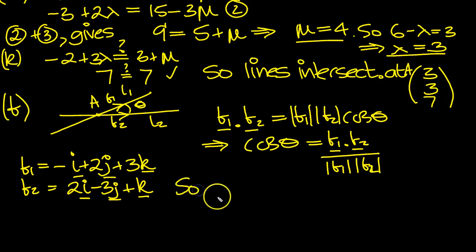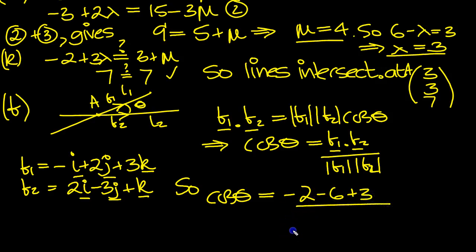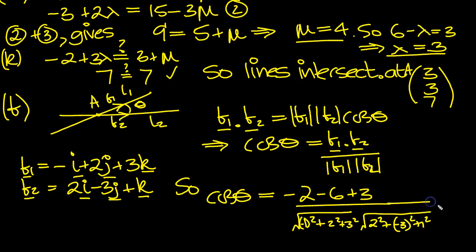So cosine theta is equal to b1 dot b2, this dot this. Minus 1 times 2 is minus 2. 2 times minus 3 is minus 6. I'm doing the dot product here. And 3 times 1 is plus 3, over the square root of, now modulus b1 is 1 squared plus 2 squared plus 3 squared. Minus 1 squared, but it's still 1 squared. And then the modulus of b2, which will be 2 squared plus minus 3 squared plus 1 squared, so it's the same. So that's what we've got for our cosine, which equals minus 8 plus 3 is minus 5, over 9 and 4, 9 and 1 is 14, so we've got root 14 times root 14 is 14.